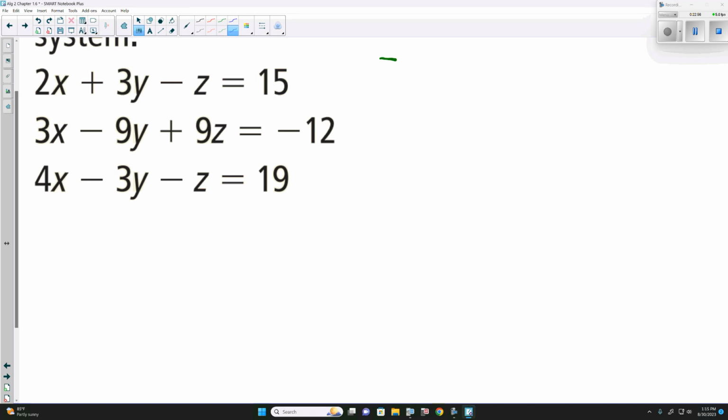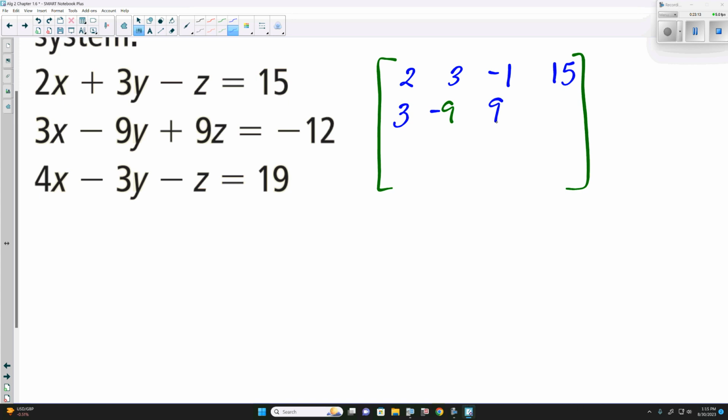Augmented matrix, let's start off by writing it first. So what would be the numbers across the top? 2, 3, -1, 15. Then our next row is 3, -9, 9, -12. And the last one, 4, -3, -1, 19. And this is still a 3 by 4.